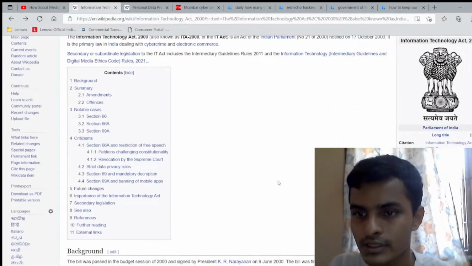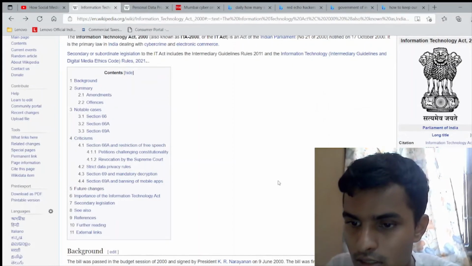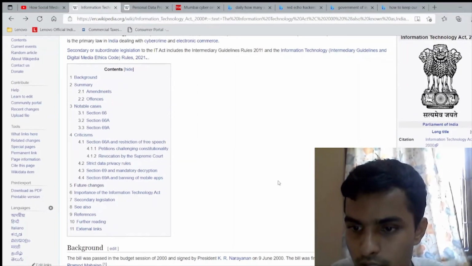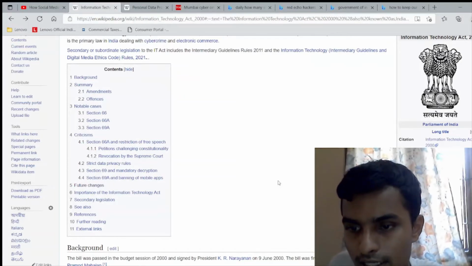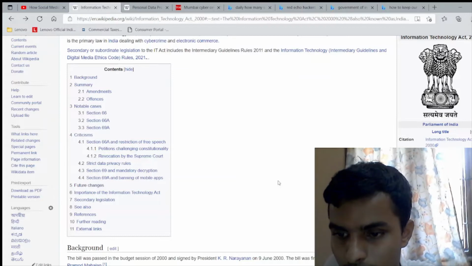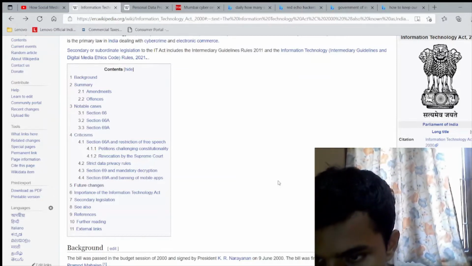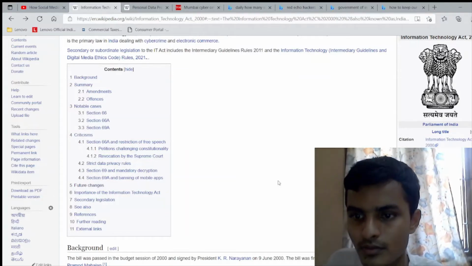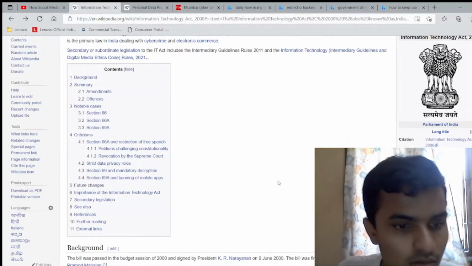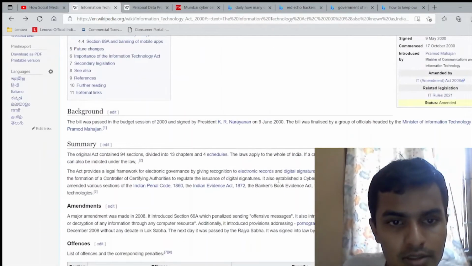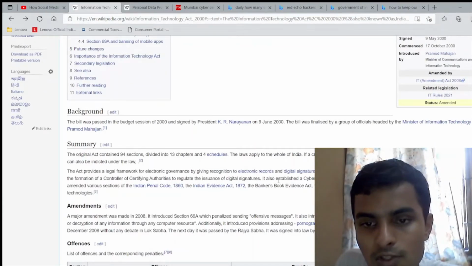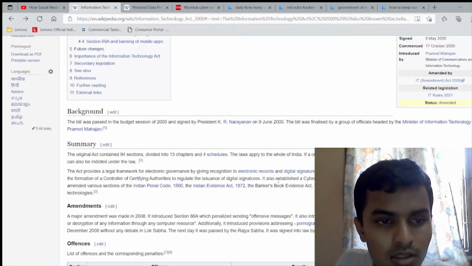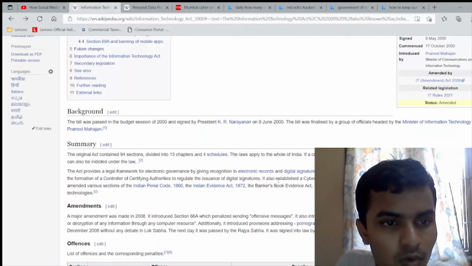So this is the Wikipedia page. It was introduced by Pramod Mahajan, Ministry of Communications and Information Technology. It was amended in 2001 and 2008, enacted by Parliament of India. The bill was passed in the budget session of 2000, signed by President K.R. Narayanan on 9 June 2000. The bill was finalized by a group of officials headed by the Minister of Information and Technology, who was then the IT Minister, Pramod Mahajan.